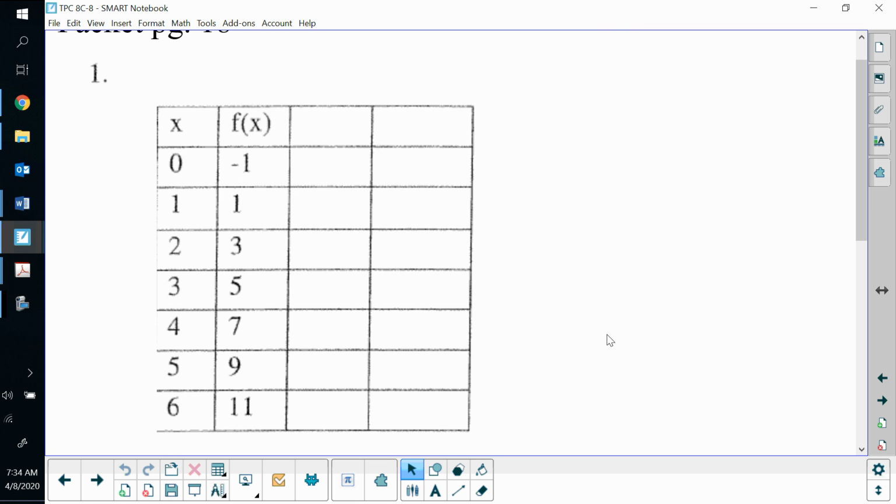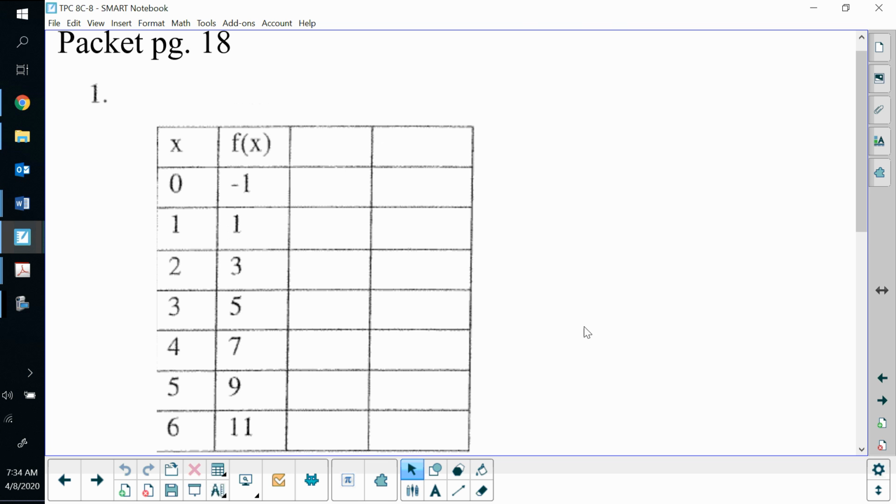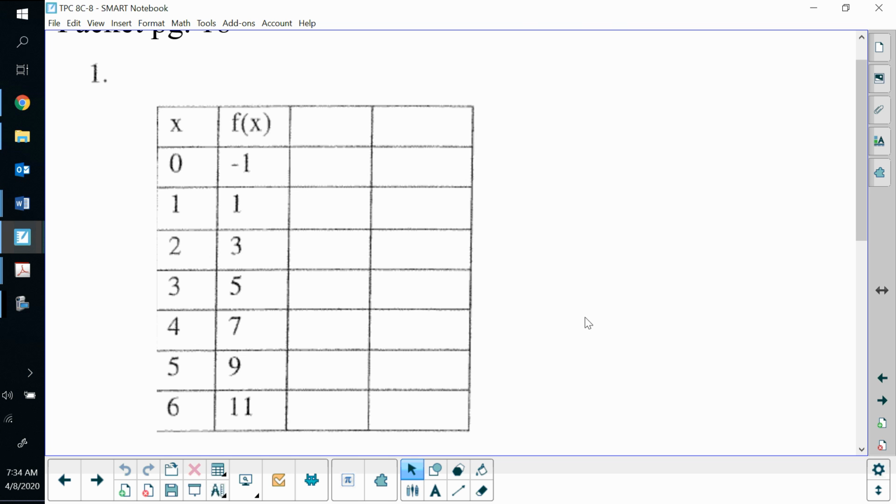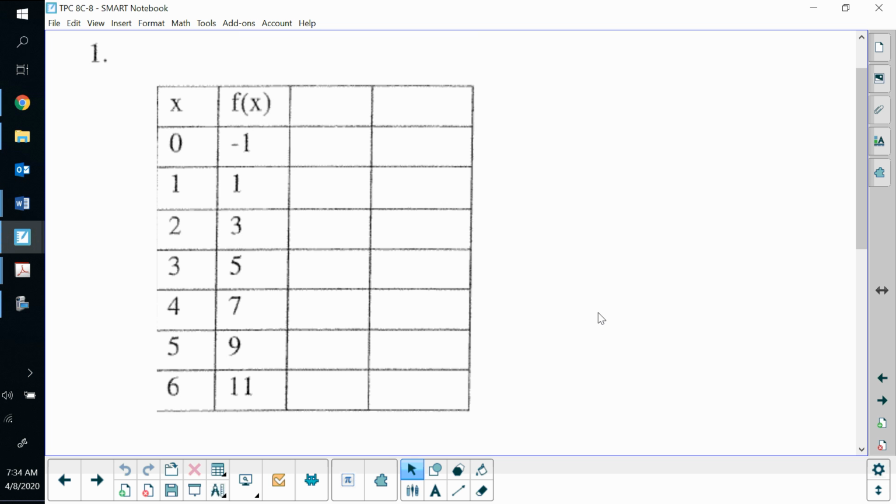All right, so this is the task 23 video. It is on packet page 18. What I suggest doing, because we're going to need this table, is pausing the video for a second, copying down this table. Okay, so go ahead, pause it right now, and copy down this table into your notebook.